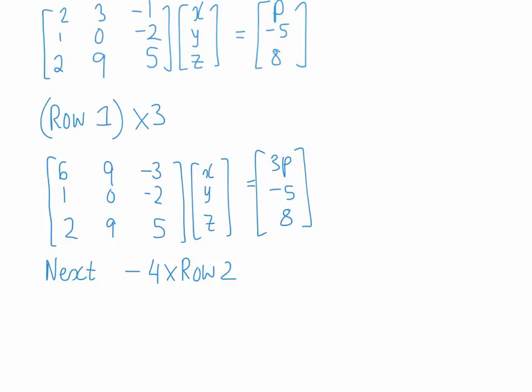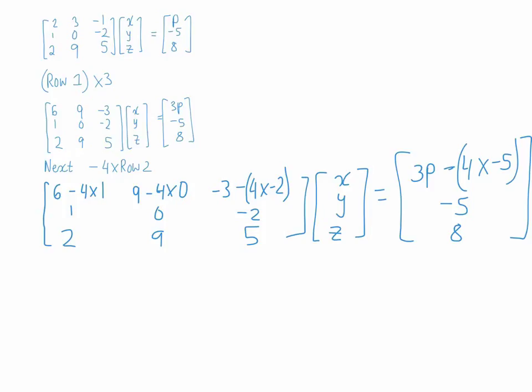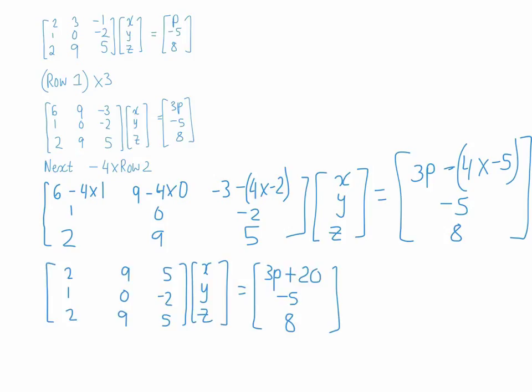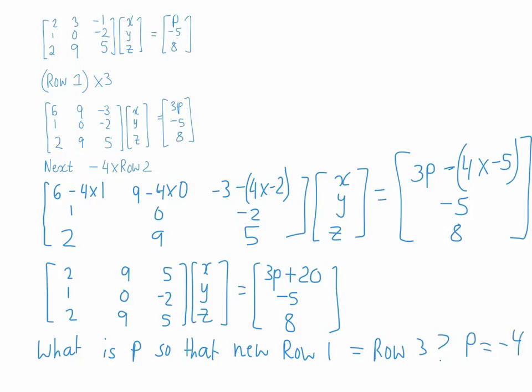Next, we are going to take away 4 lots of row 2 from the row that we just multiplied by 3. So we're going to take 4 lots of row 2 from the new row 1. And again, we're leaving row 2 and row 3 alone in the matrix. They stay the same. After doing that, our new row 1 looks like our old row 3. Nearly. What do we have to make P so that the new row 1 is identical to row 3? And the answer is that P equals -4.